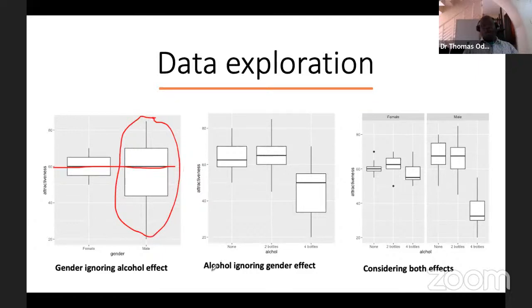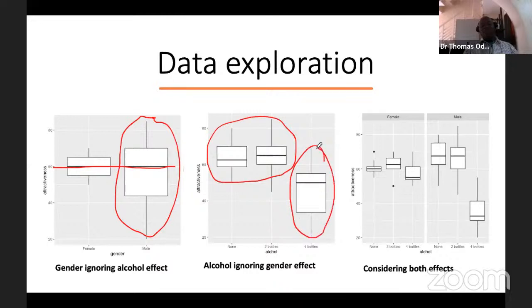Now when you go to alcohol, you ignore the effect of gender. You look at the alcohol. You actually see that if you take no beer and you take 2 bottles of beer, we seem to be doing fairly the same. It doesn't seem to cloud your judgment. But once you take 4 bottles of beer, we seem to really have a problem.